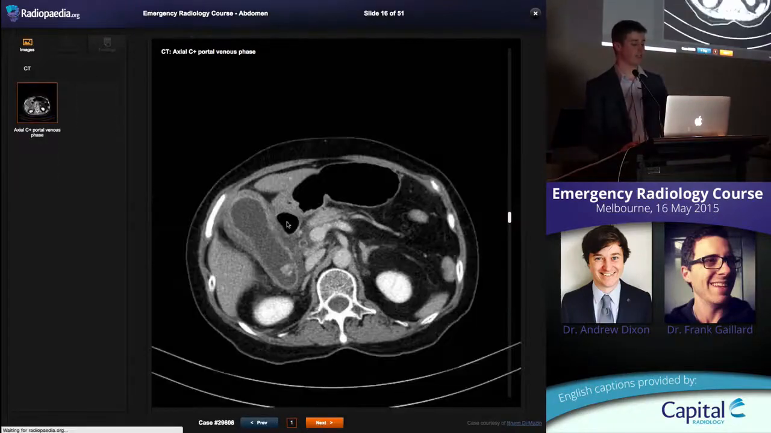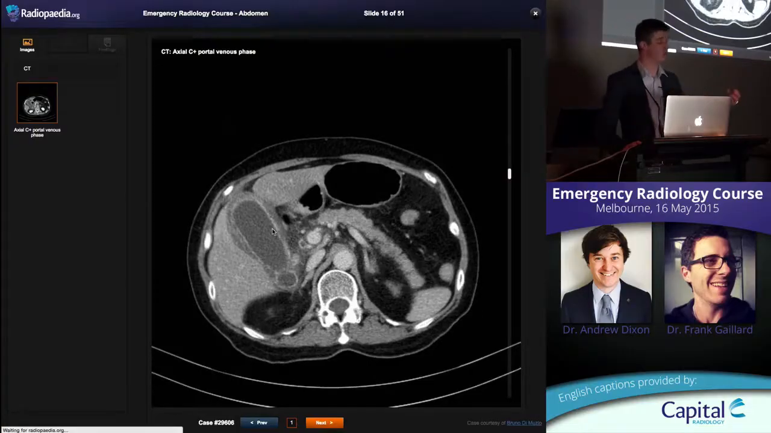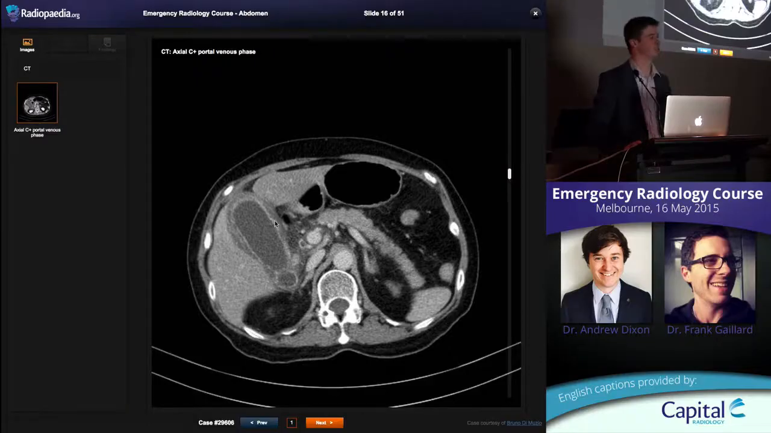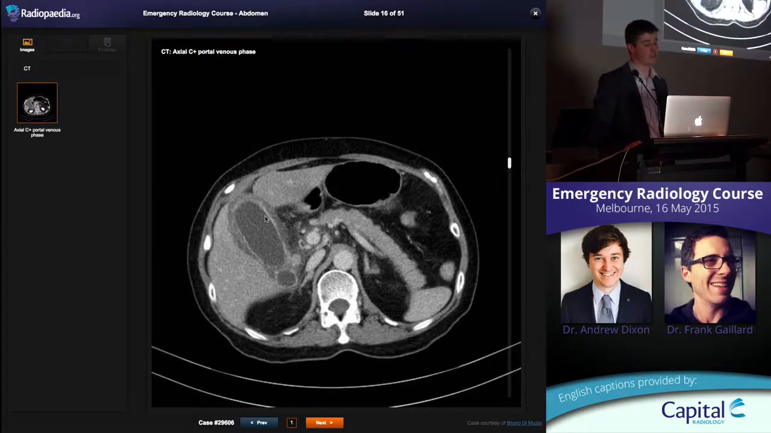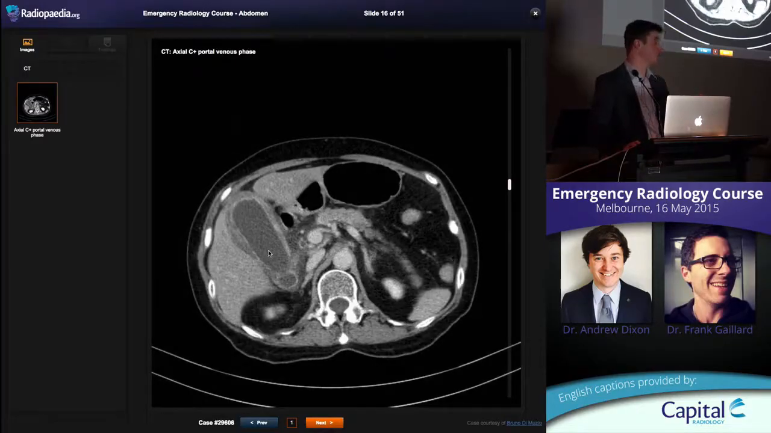I'll just go back to that one. If you see non-enhancement of the mucosa, so you see a thickened gallbladder wall and you're not seeing any enhancement of the mucosa, that's gangrenous cholecystitis. I've missed that myself before because I didn't appreciate that you should always be able to see that enhancement. If you've got the right phase, you should always be able to see that enhancement of the mucosa.